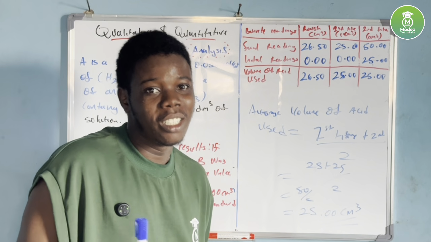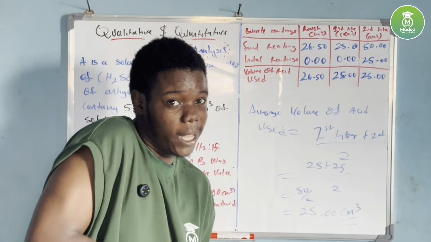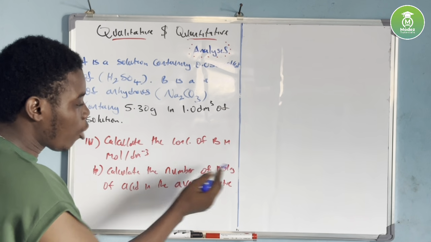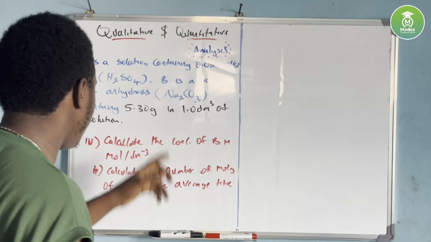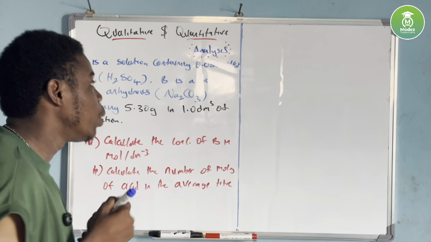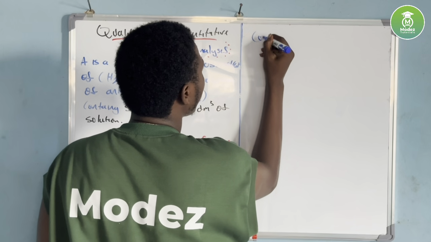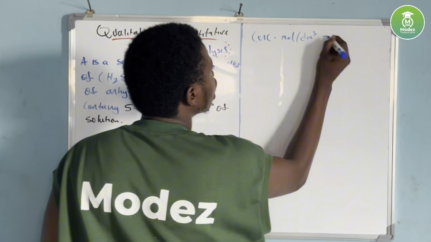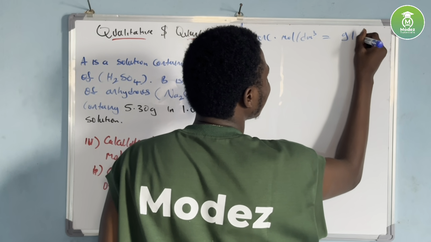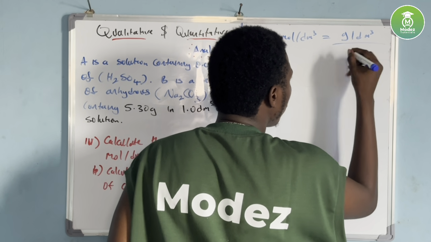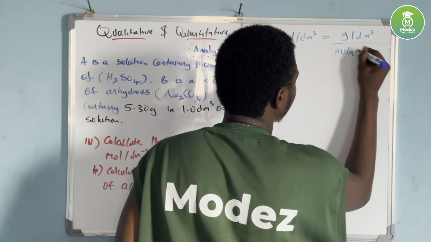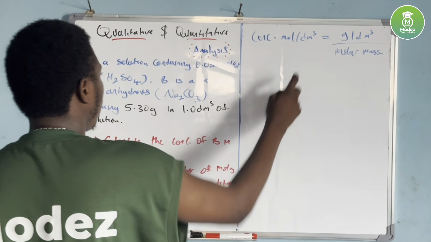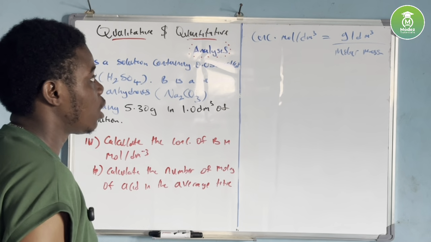This is where WAEC will even want to put in more energy. Watch it. Question of the previous question: calculate the concentration of B in mole per dm cube. Now, concentration in mole per dm cube is equal to what? Concentration in gram per dm cube over molar mass. Please take note of this formula. It's a very popular one. You will need to know it.